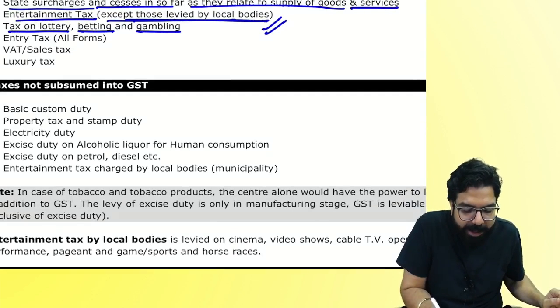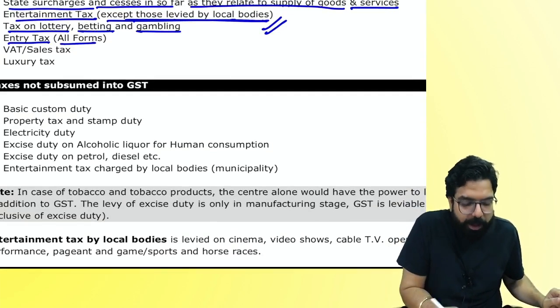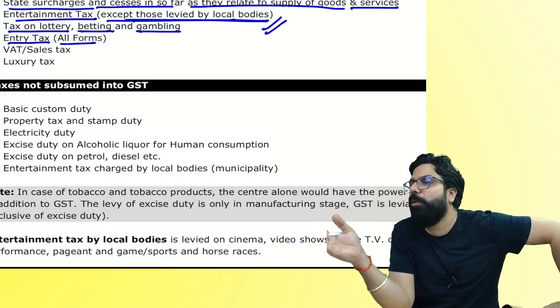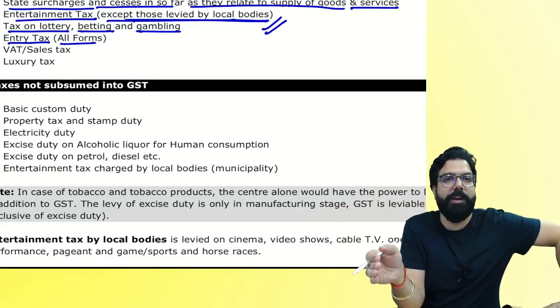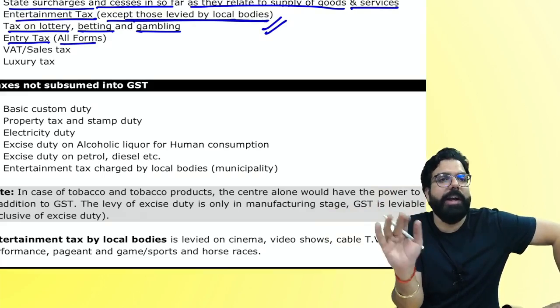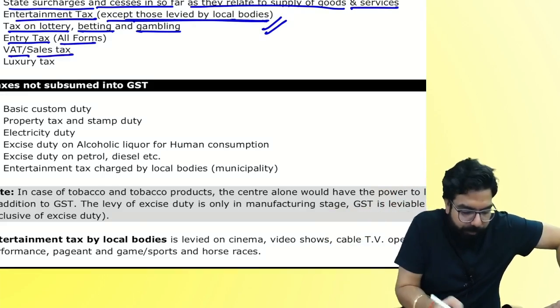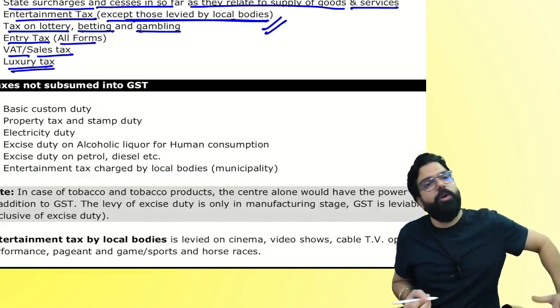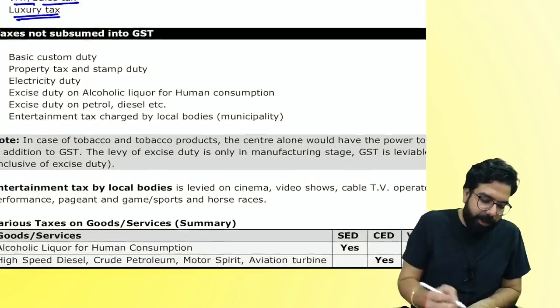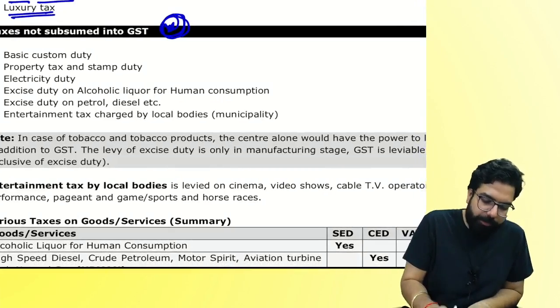Taxes on lottery, betting, gambling, gone. Entry tax, all forms of entry tax, gone. Earlier, whenever one truck used to enter from another state into our state, the state government used to charge entry tax. That is also gone. VAT, sales tax, gone. Luxury tax which was charged by hotels, gone. Next. Sir, what are the taxes which are not gone?